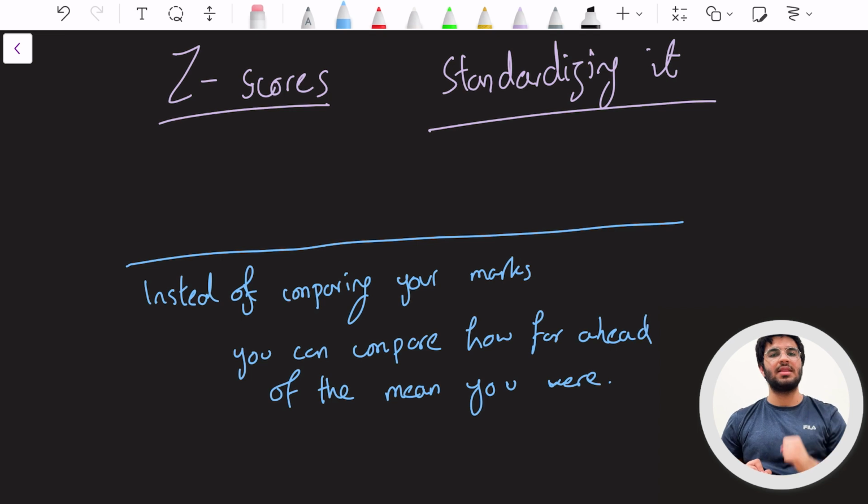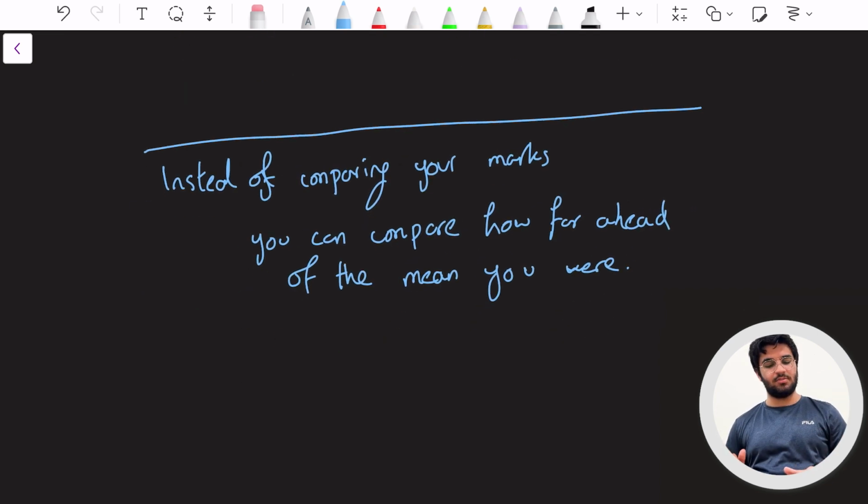Okay, you can compare that. So if your school had a mean of 50 and you got 70, and his school had a mean of 60 and he got 60, then he did average, you did better than average. Get that concept? Let's make it a bit more rigid.